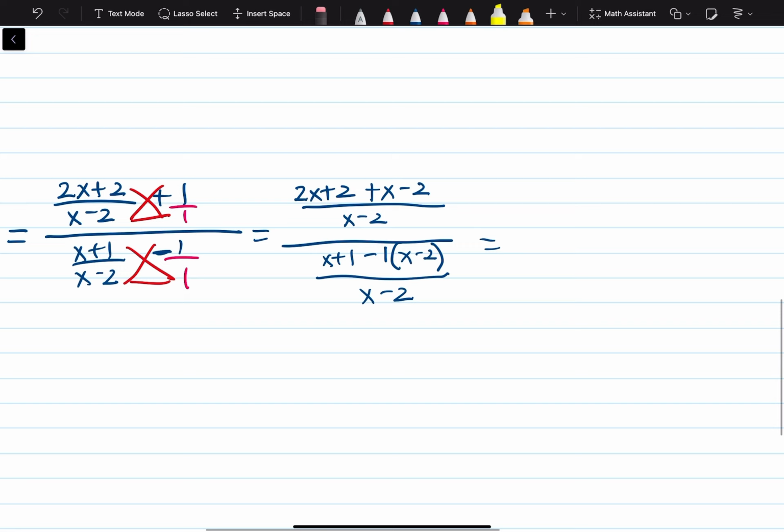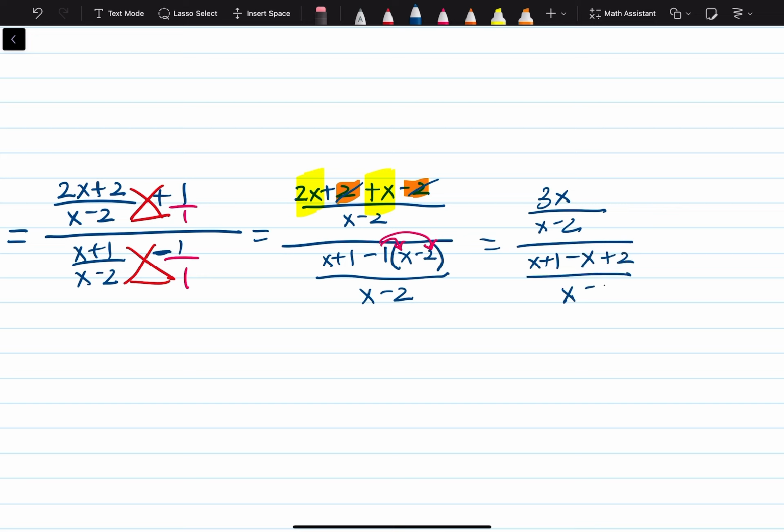You combine some like terms. 2x can be combined with that. This can be combined with this. And then here, make sure that you distribute out that negative. So 2x plus x gives you 3x, plus 2 minus 2, those eliminate, all over x minus 2, divided by, here this would be x plus 1, distribute out that negative, you get negative x plus 2, all divided by x minus 2. Again, do some simplifying down here.